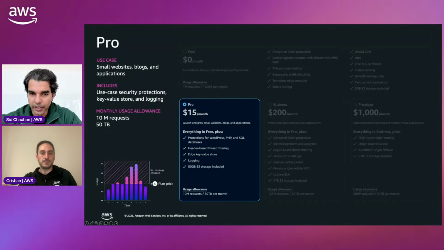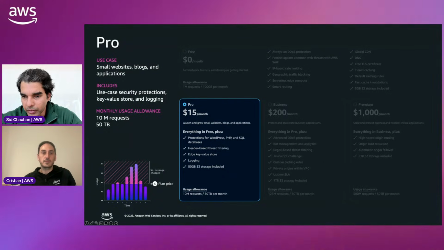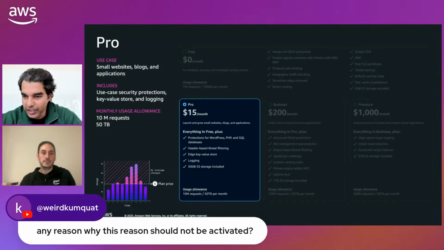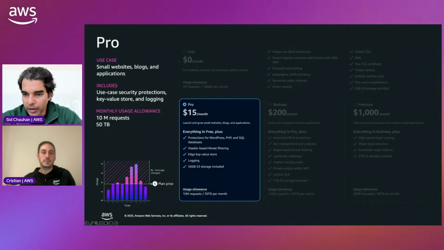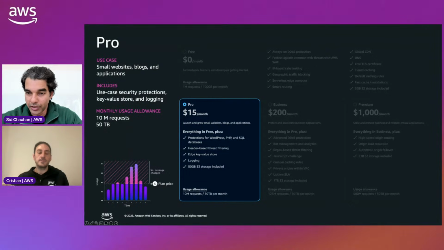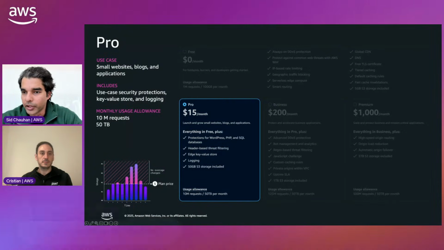Awesome. Yeah, that's very relevant. We have a question which I probably need some clarification. Weird Kumquat asks any reason why this reason should not be activated. So maybe there's a typo in there. So if you could just clarify what your question is, and we can come back to it in a bit. Retro to Classic to Modern says this is a great alternative to Cloudflare. Good to hear. Apart from that, I don't see any other pending questions. So I think we can continue.